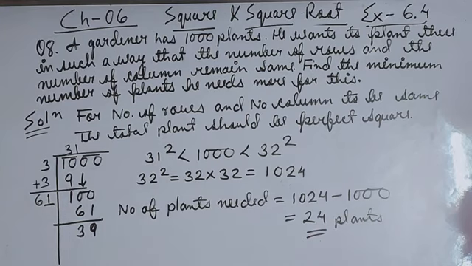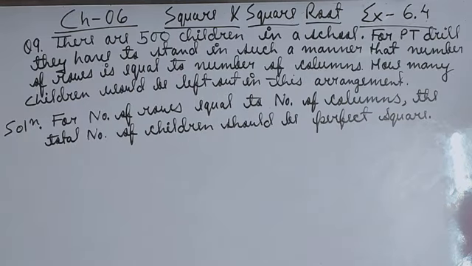I hope you understood the concept of this question number 8. Now we will move to the question number 9 of this exercise 6.4. Now this is the question number 9 of your exercise 6.4. The question number 9 says there are 500 children in the school. For a PT drill, they have to stand in such a manner that number of rows is equals to the number of columns. How many children would be left out in this arrangement?